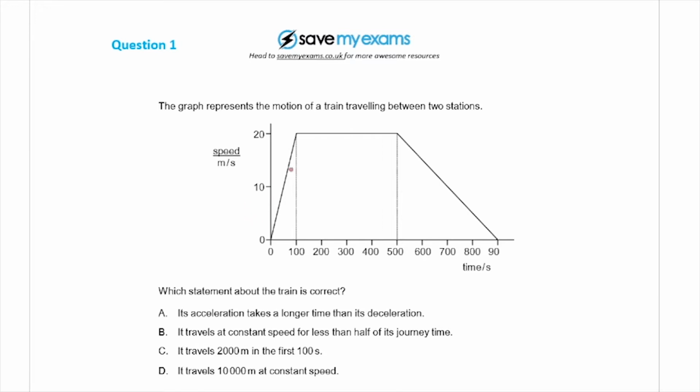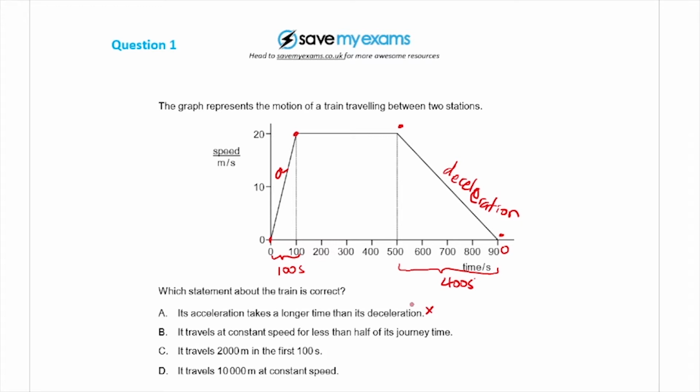Is that true? If you look at this point here, it's accelerating from this point to that point. So it's accelerating for only 100 seconds, and the deceleration starts from here to there. This is the deceleration, and this is the acceleration. So the deceleration is taking place for all that time. This is 900. 900 minus 500 is 400 seconds. So if they're saying that its acceleration takes a longer time than its deceleration, this is incorrect.